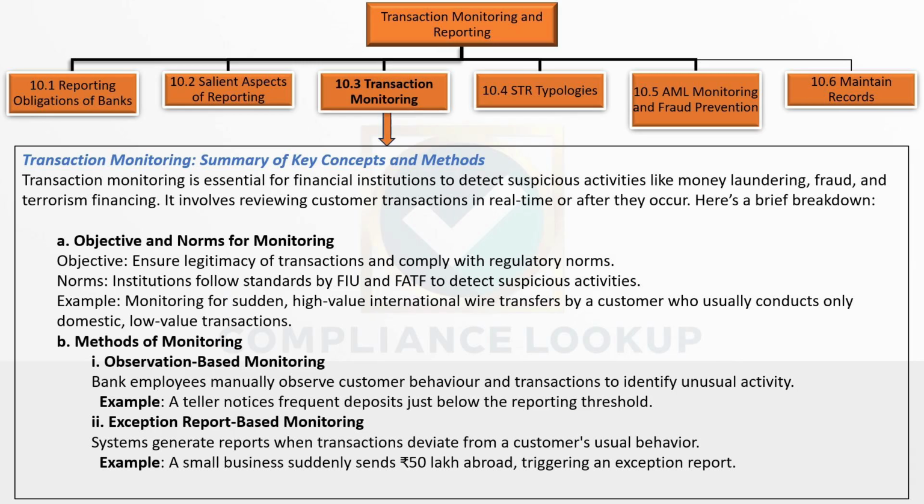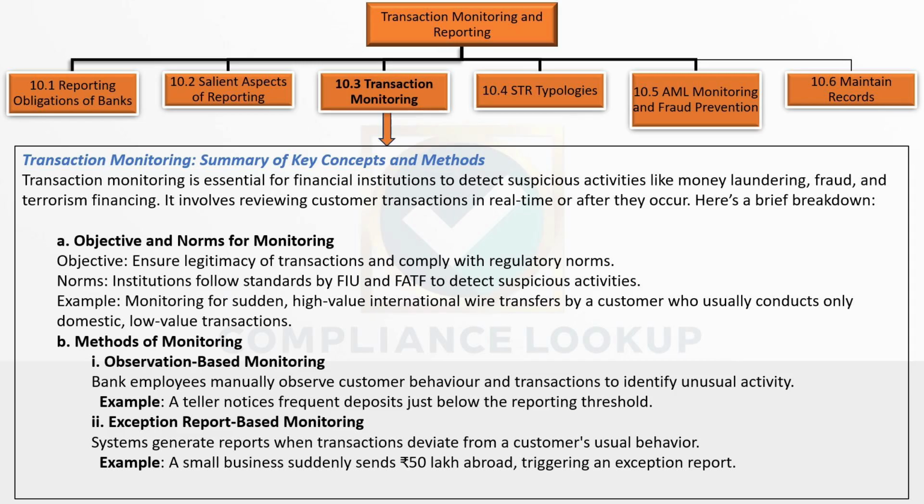A. Objective and norms for monitoring. Its objective. The primary goal is to ensure that all transactions conducted through the institution are legitimate and comply with regulatory norms. The institution needs to identify and report any suspicious activity to the appropriate authorities.